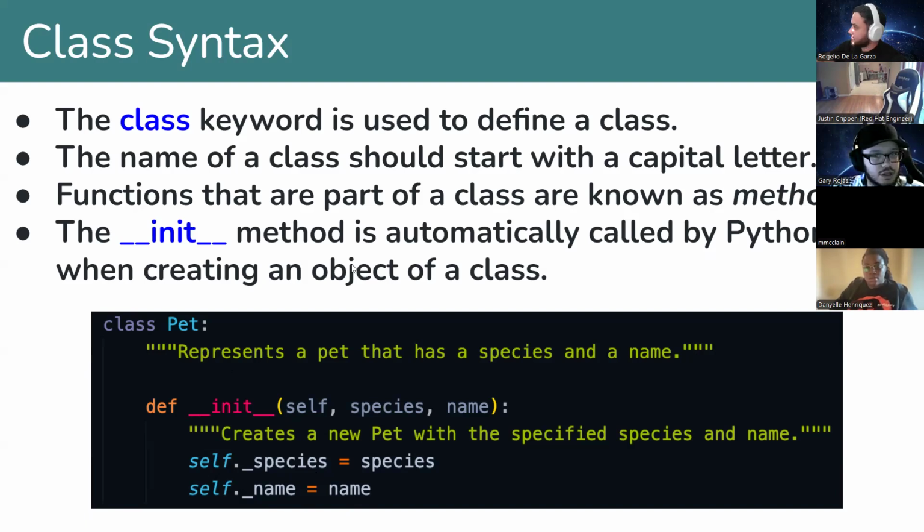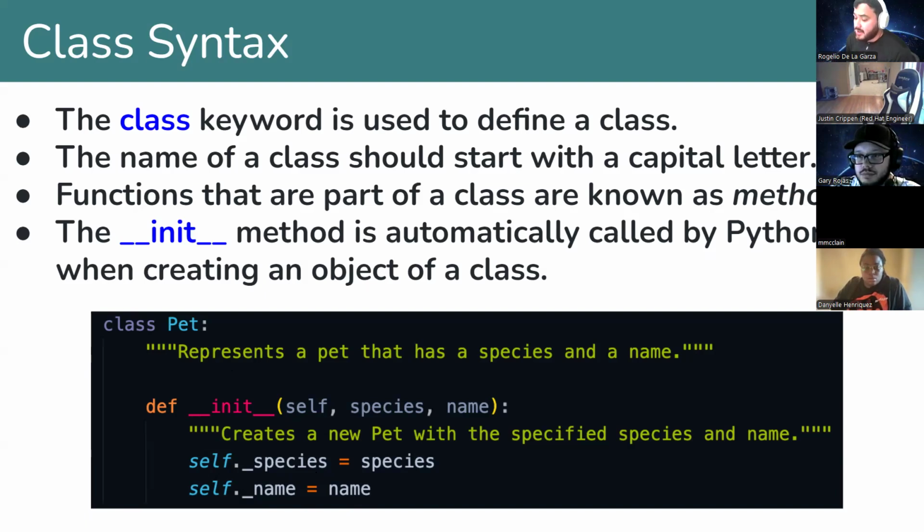The self is like using this in JavaScript, right? Correct. It's like using this. That's a perfect example, right? Self is like using this. It's referring to the class itself. It's calling upon itself to instantiate it.